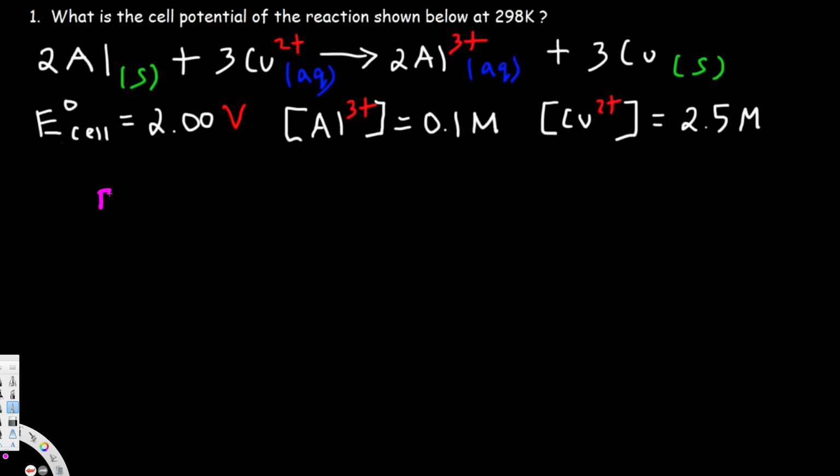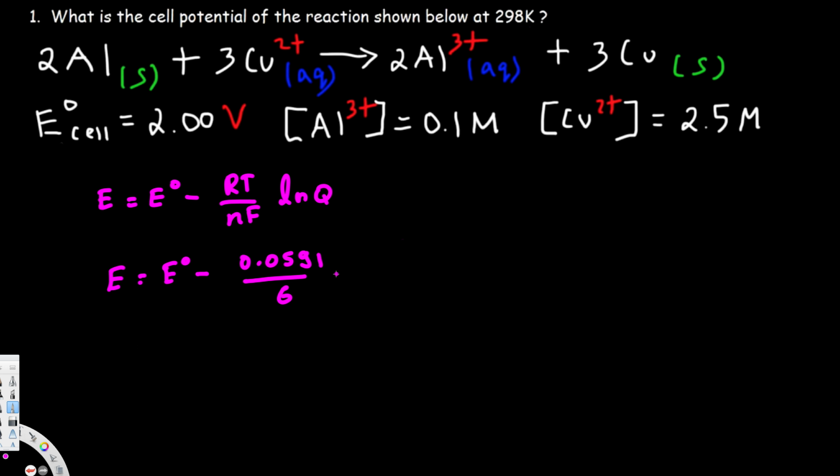The first one is E is equivalent to E naught minus RT over nF ln Q, right? And the other equation we can use is E is equal to E naught minus 0.0591 over n log Q. So the second one is only usable when we have room temperature. Like here we have 298 Kelvin, so we can use this one right here. But for other temperatures you have to use this one.